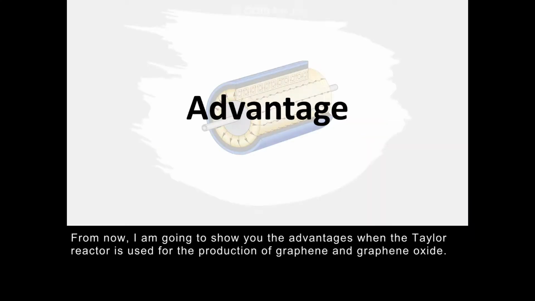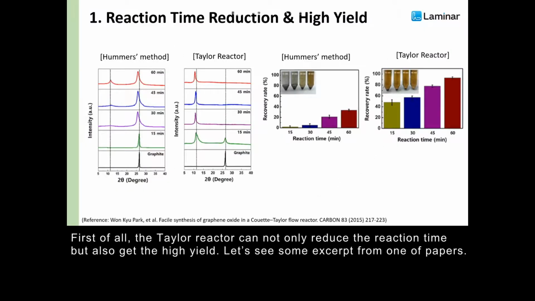From now on, I'm going to show you the advantages when the Taylor reactor is used for the production of graphene and graphene oxide. First of all, the Taylor reactor can not only reduce the reaction time, but also get a high yield.